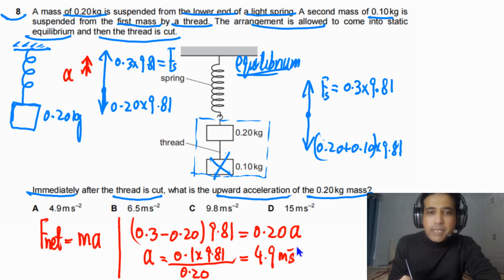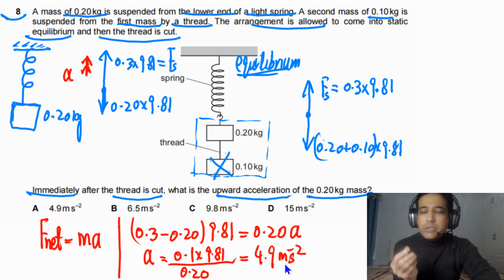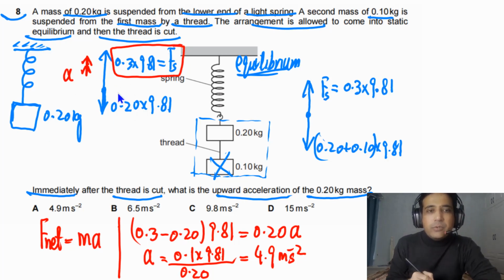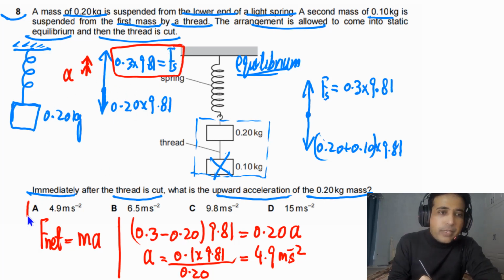So this is how you can approach this problem in a beautiful way. When we just cut the thread, the spring force will take some time to adjust itself. That's the reason the spring force will stay the same at that moment. That's why we said this force is equal to 0.3 times 9.81. I hope this is clear to you, and the answer for this question is A. If you have any questions, you can leave them in the comments.